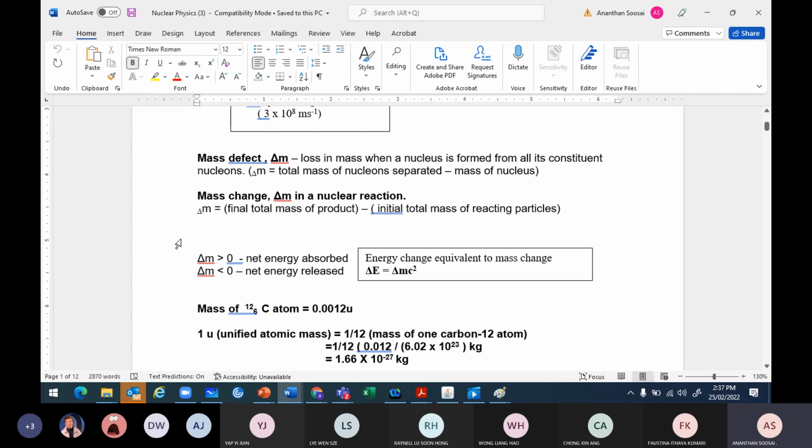That means the product is found to be more massive than the reactant in the nuclear reaction. In that case, energy needs to be supplied, energy will be absorbed. We will discuss that mass increase later. First, we focus on the mass decrease, the normal reaction.